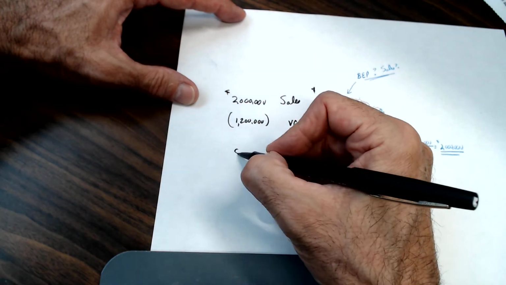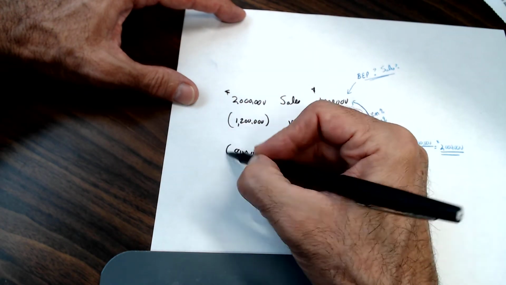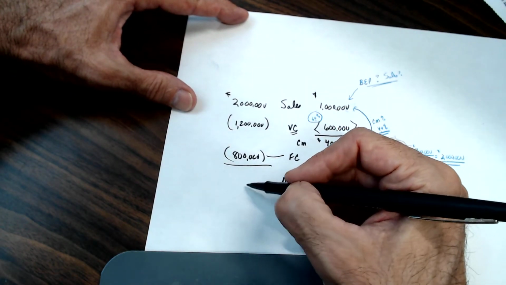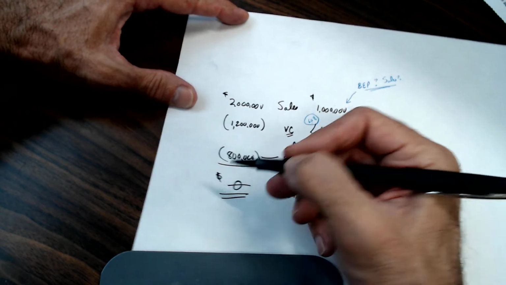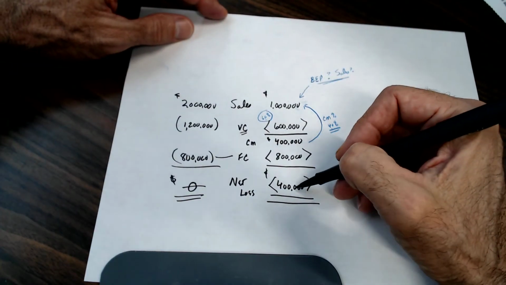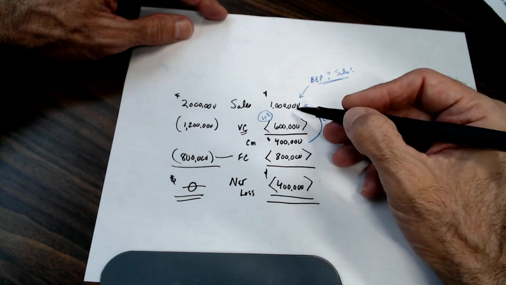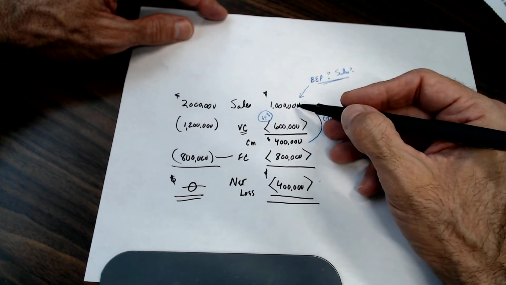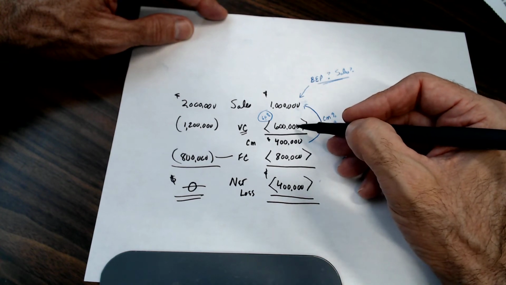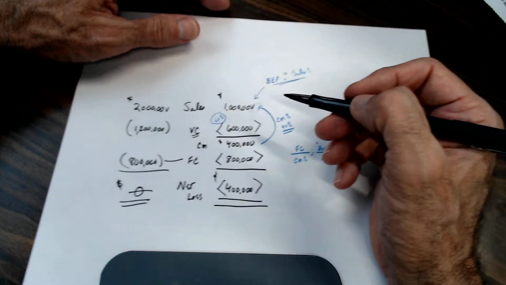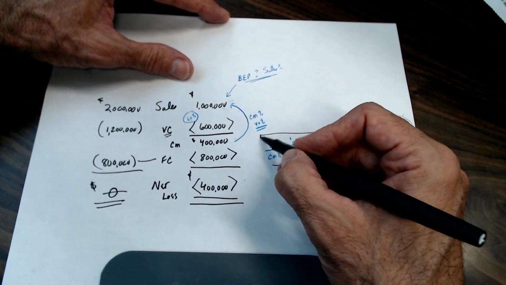Fixed costs are fixed. They remain the same. What's my net income? Zero. Broke even. So as you can see, it's not just a matter of increasing your sales by the loss amount, because the variable costs are going to go up proportionately. So that's why we need to use this formula.